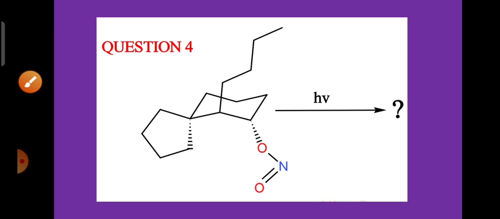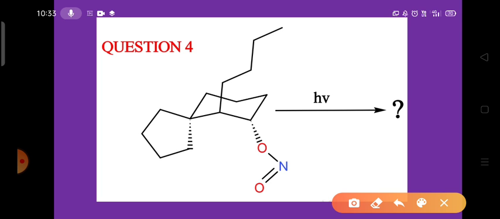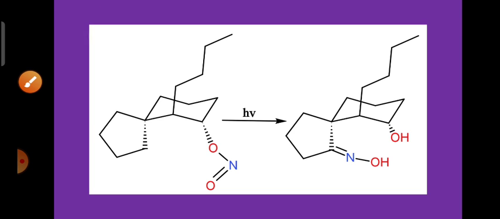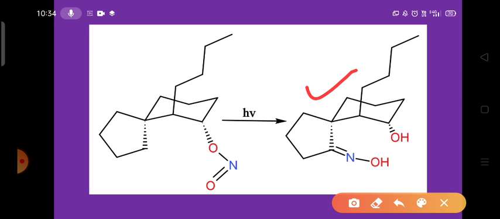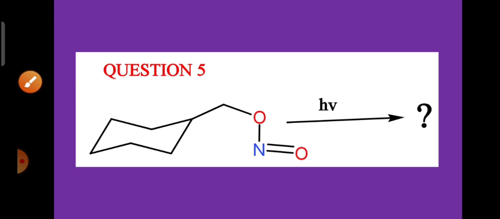Due to tautomerism, the nitroso group changes into the oxime. Okay, next question number 4. Look here, this nitrite and this bond of the cyclopentane are lying in the same plane, so we may easily expect what will be the product here. So this is the product in this case. Next, question number 5. This is also very simple.